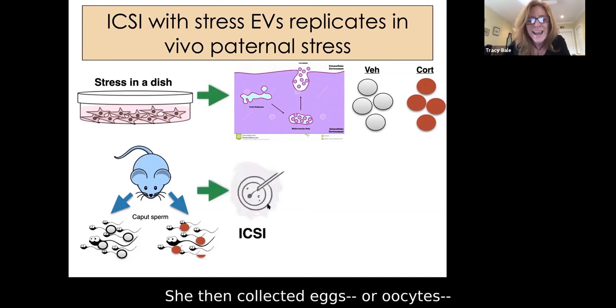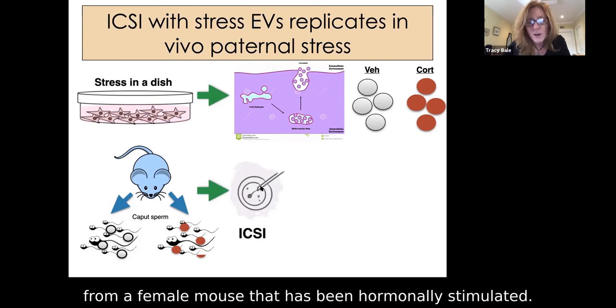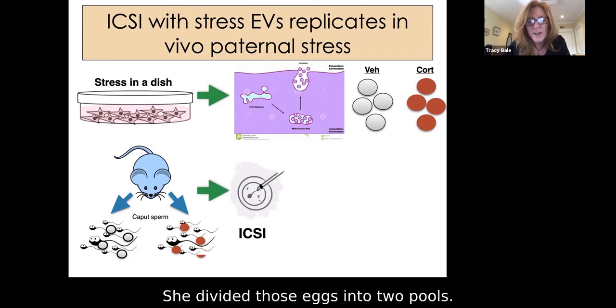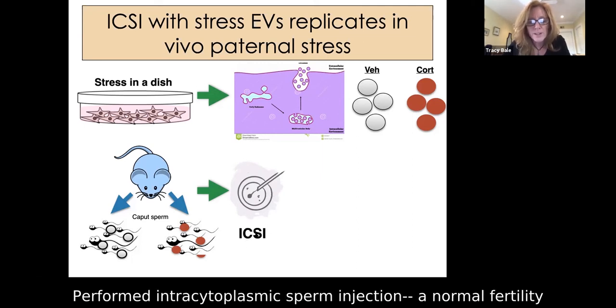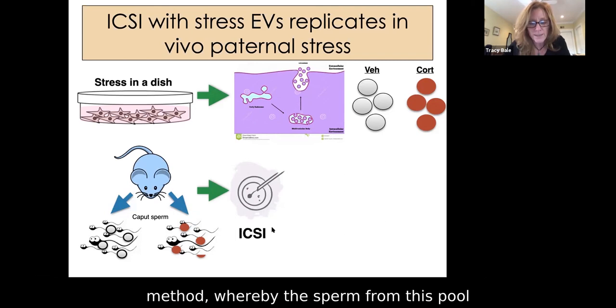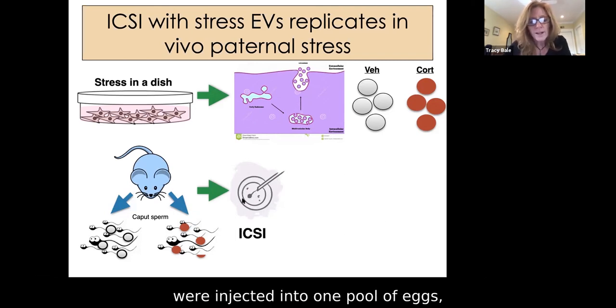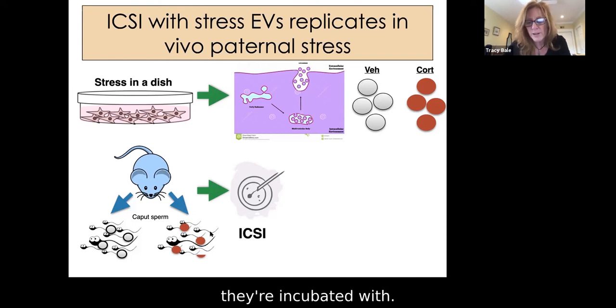She then collected eggs or oocytes from a female mouse that has been hormonally stimulated. She divided those eggs into 2 pools, performed intracytoplasmic sperm injection, a normal fertility method, whereby the sperm from this pool were injected into one pool of eggs, and the sperm from this incubation was injected into the second. Okay, so the sperm is from the same dad, the eggs are from the same mom, the only difference being the vesicles they were incubated with.